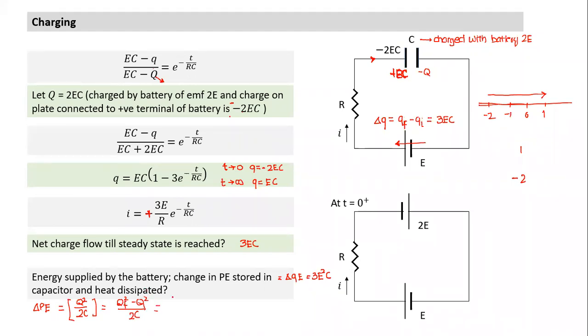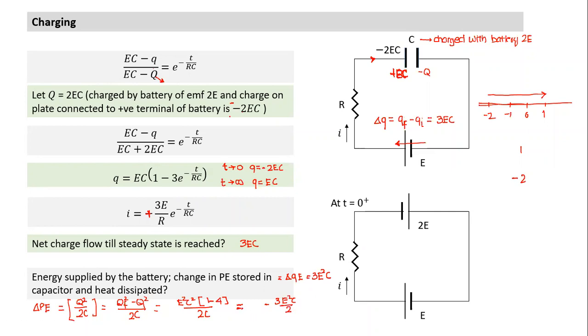So what is the final charge? Final charge is EC, so it will come in the form of E squared C squared. Final is 1. And initial one was how much? 4. So what has happened? Actually, potential energy, rather than increasing, has decreased. What is the decrease in potential energy? 3 by 2 E squared C.